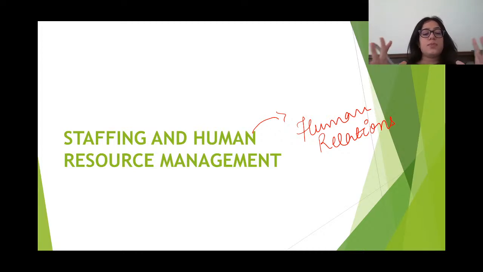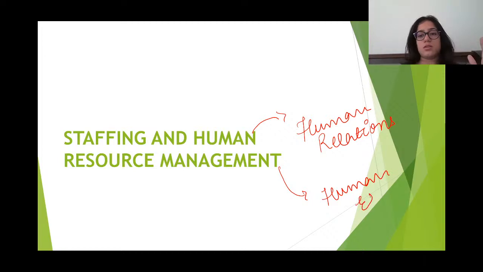So staffing deals with the human element of management, and managing the human component of an organization is the most important task. It is considered to be an important task for an organization simply because the people in an organization are the ones who are working towards using their knowledge, towards using the various resources of an organization to achieve the organizational goals.